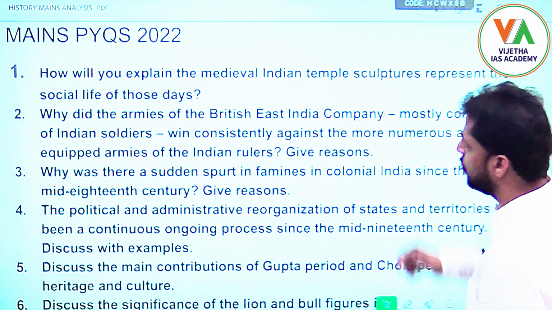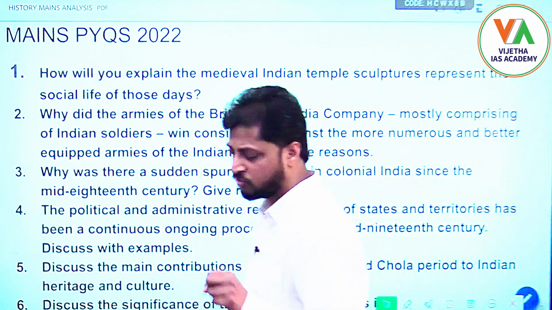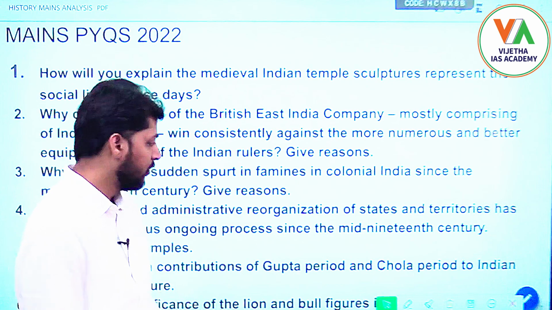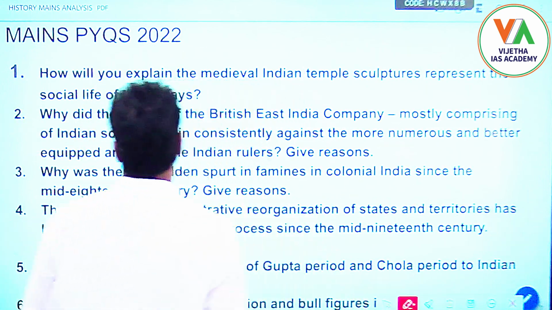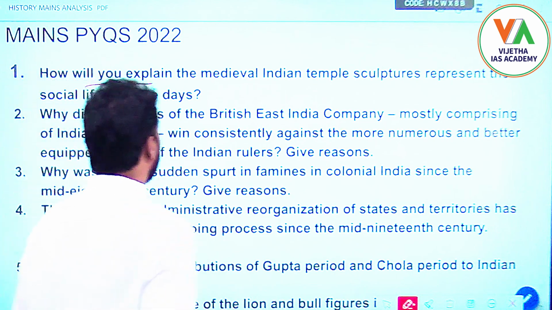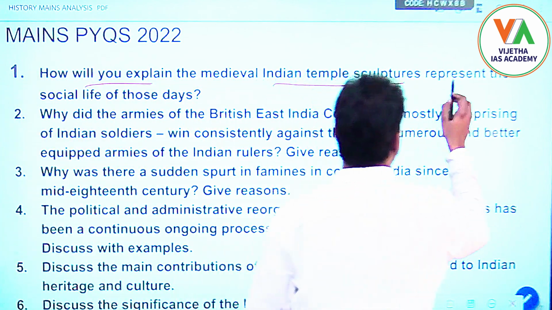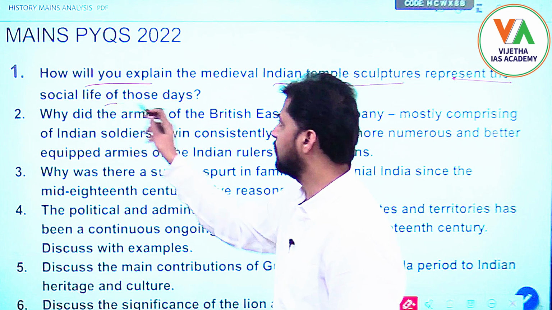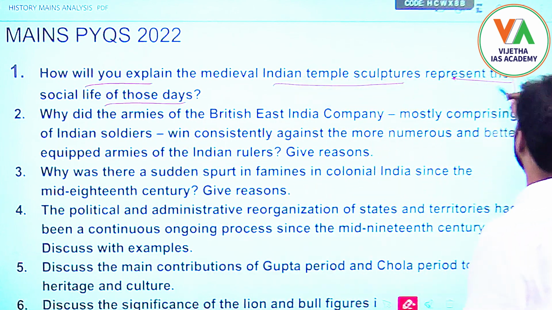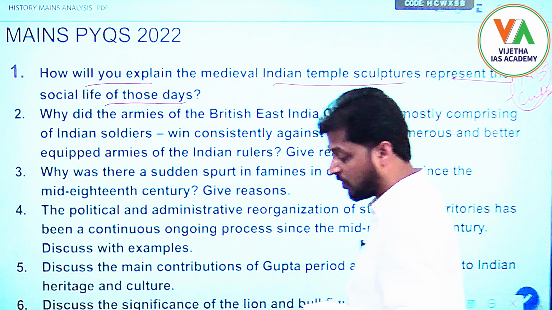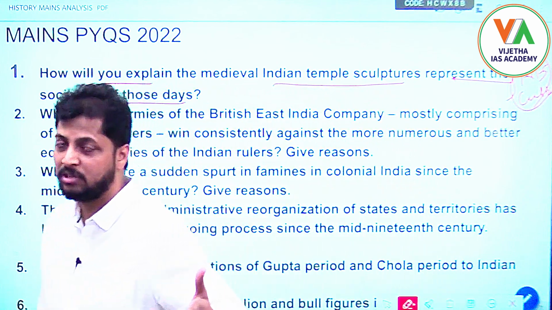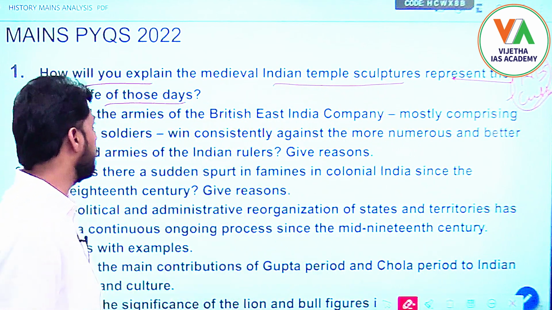So here also they have asked 6 questions from the history section in GS1. You can see here the questions. How will you explain that medieval Indian temple sculptures represent the social life of the times? This question is from the art and culture section. So obviously you have to address the depiction of medieval Indian sculptures, which represents Indian society.